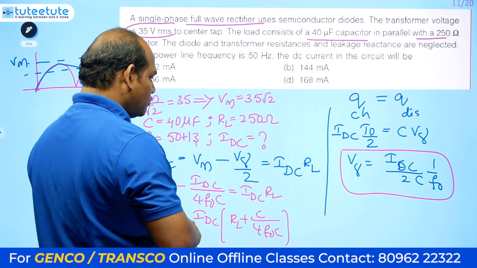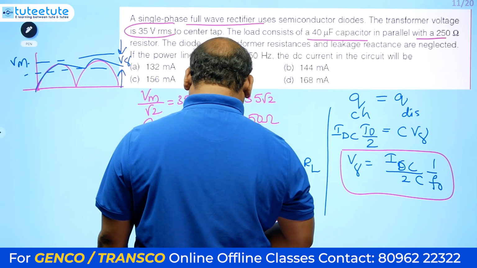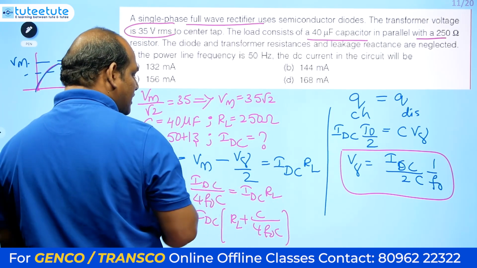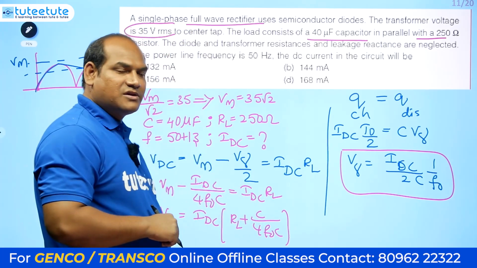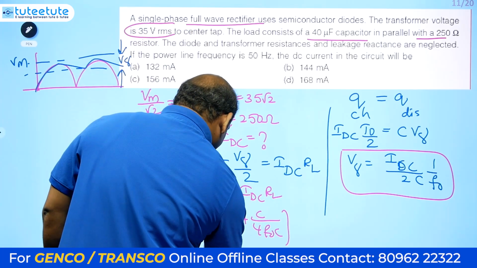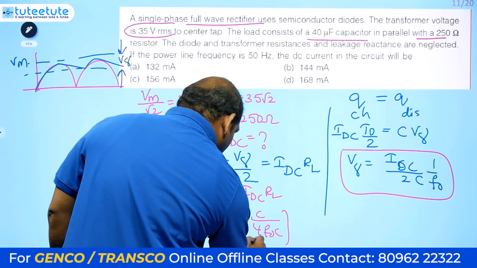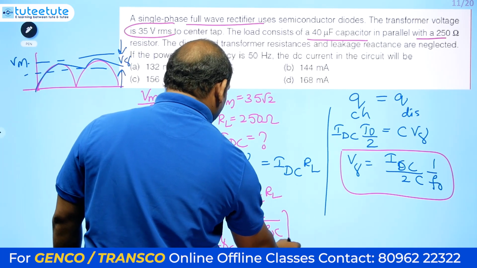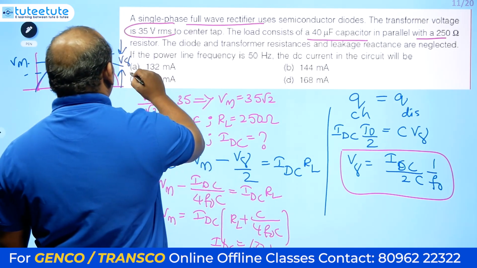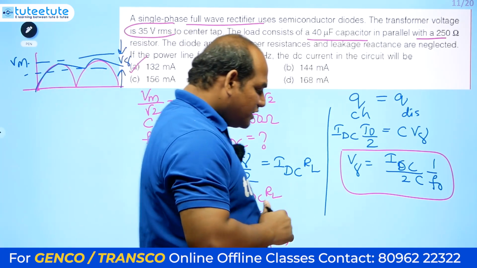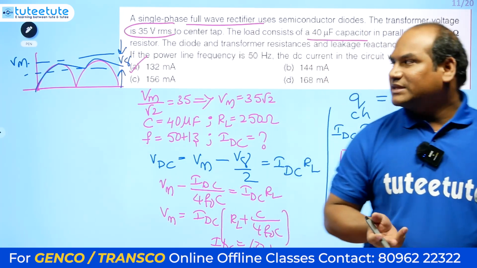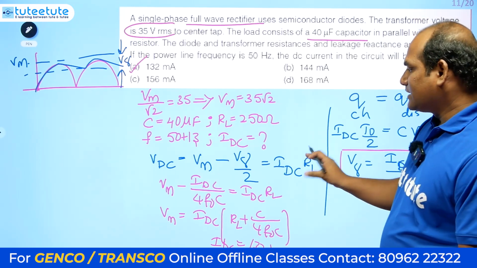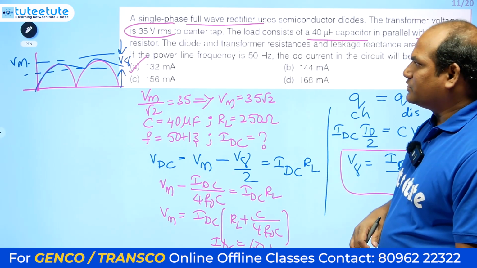Okay, this is what we can utilize. Here we know all the values: the Vm value, the RL value, the capacitor value and the frequency value. If you substitute, you will get IDC equal to 132 milliamps. Like this we have to do the solution. Here you need to know the concept of the full wave rectifier with capacitor filter and how these equations are written. If you have command of that, you can do the proper solution.